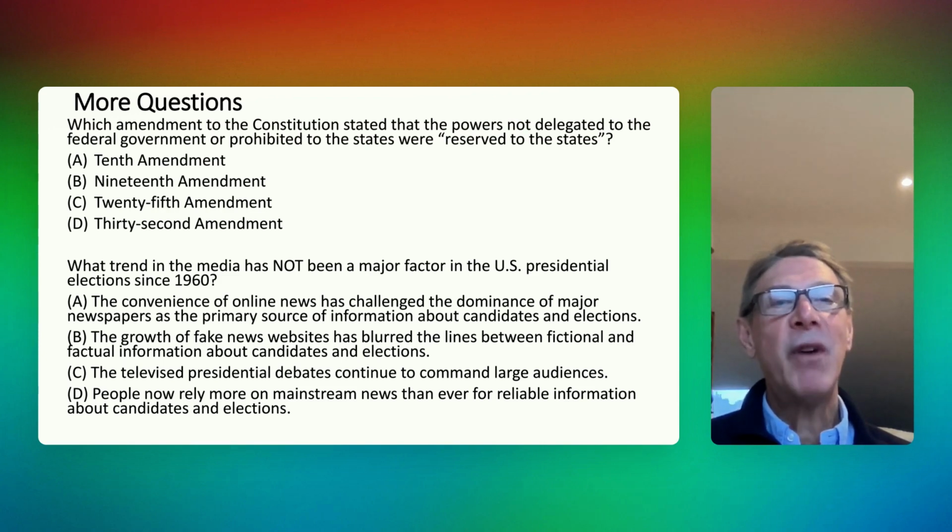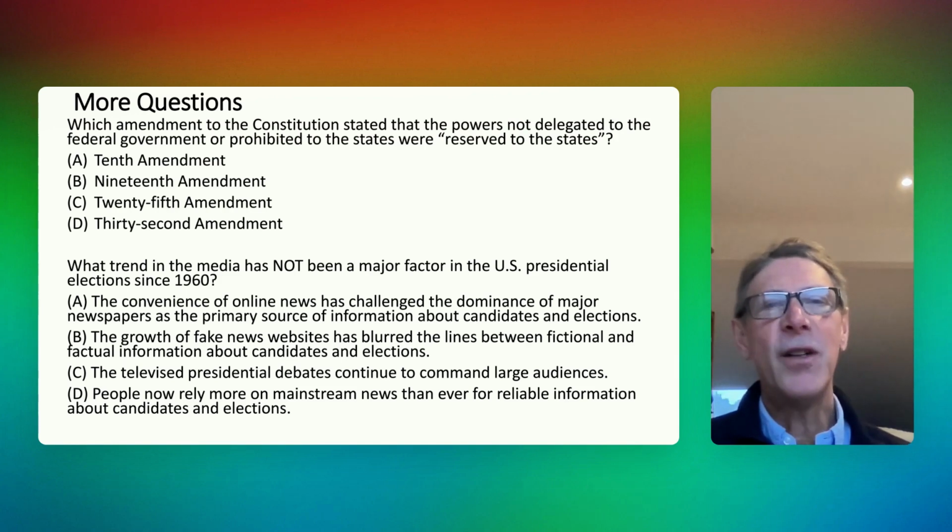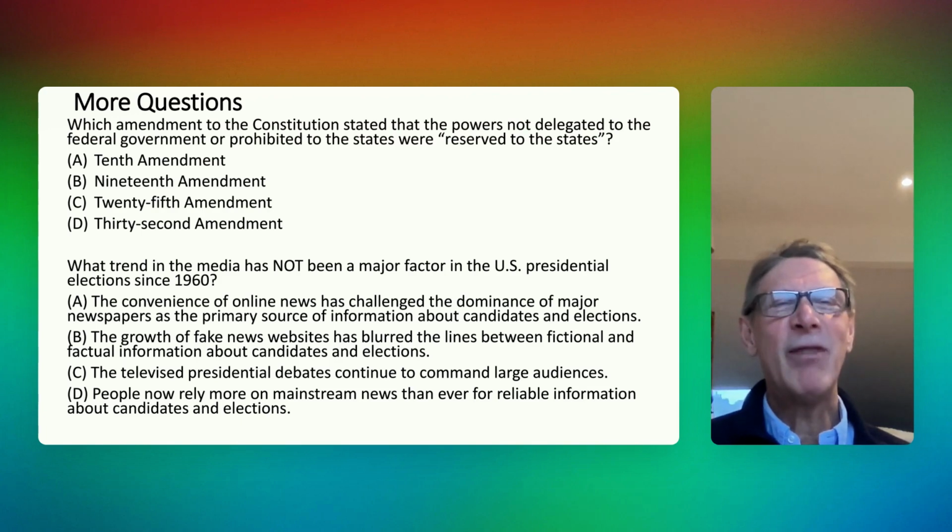Next question. What trend in the media has not been a major factor in the US presidential elections since 1960? Some of you might look at this and say, but we didn't have this. This isn't covered. You never talked about this. This is a question where it's looking at your ability to look at those 4 answers and think about the world since 1960 and work out which one doesn't make sense with what's happened in the world.